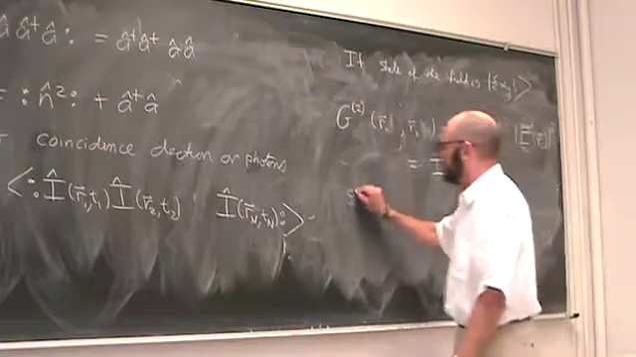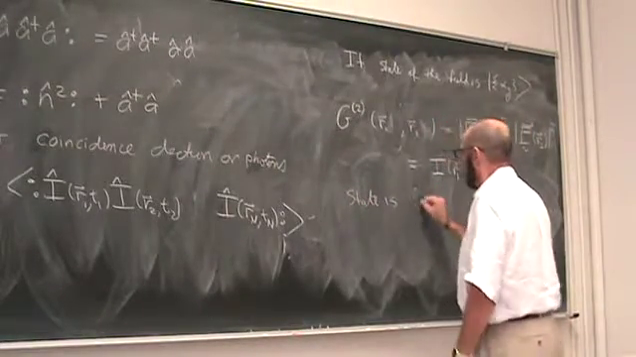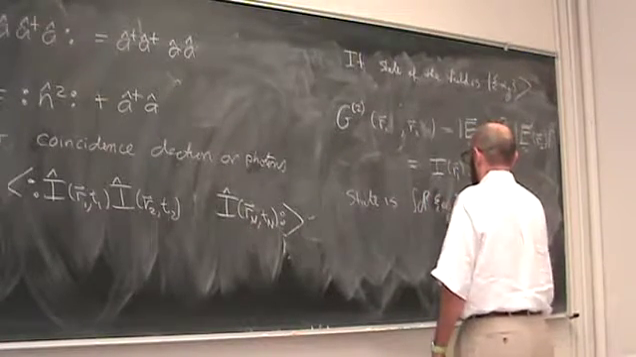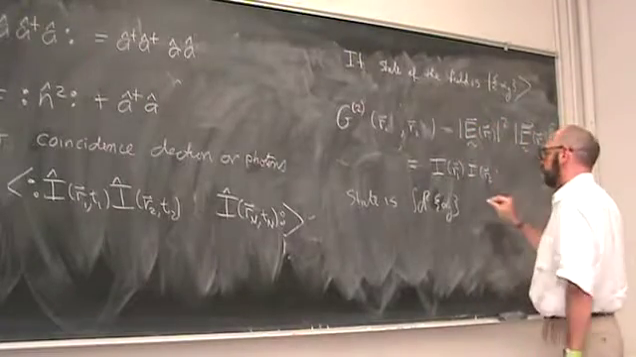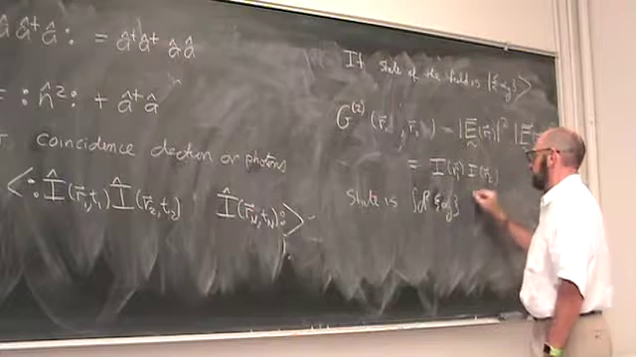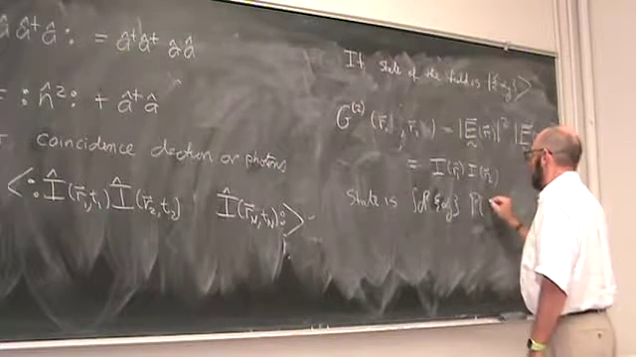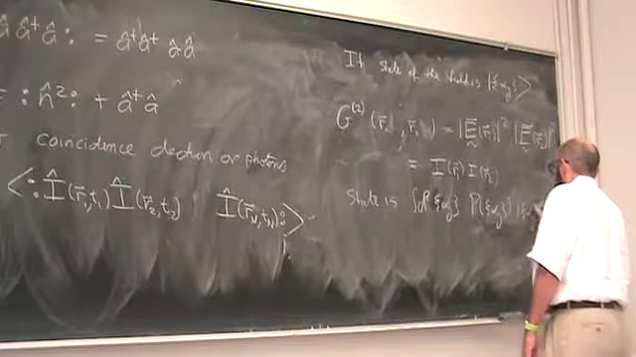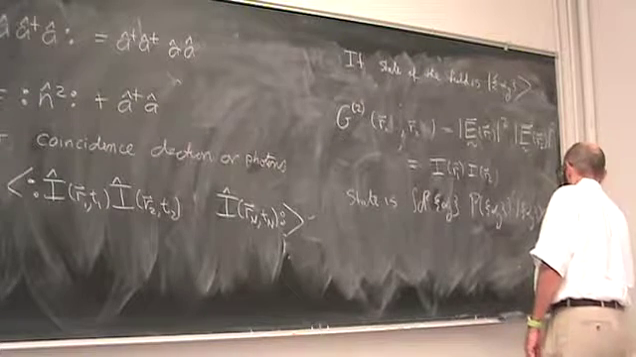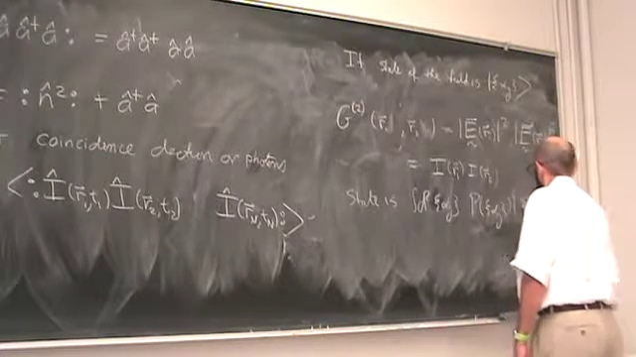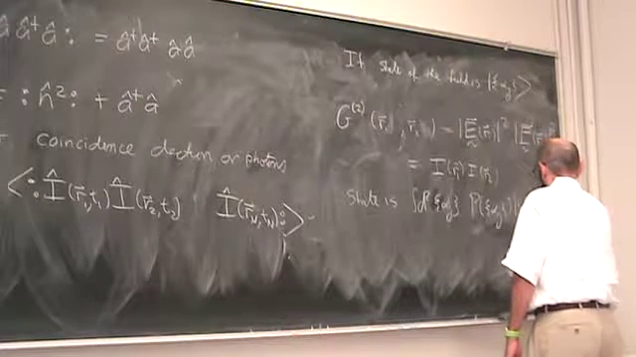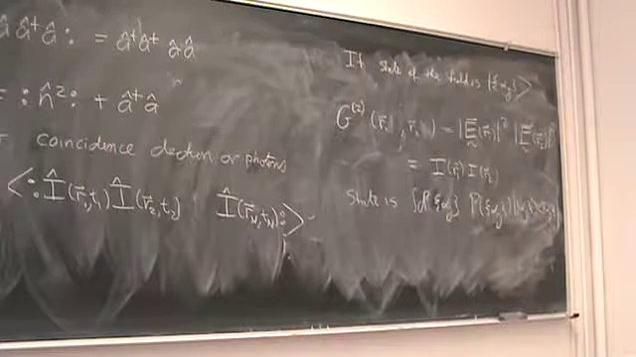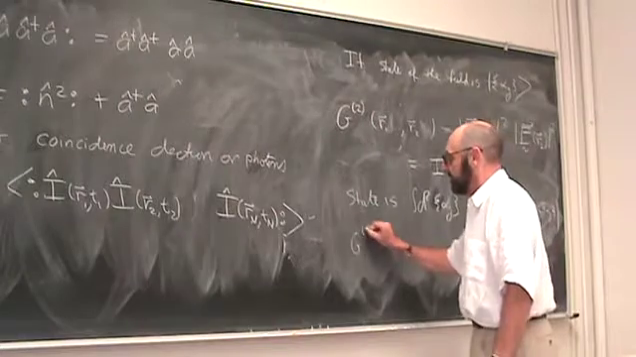And if the state is a statistical mixture of coherent states, with some classical probability distribution, then what can I say about, say, this G2 correlation function, for example?